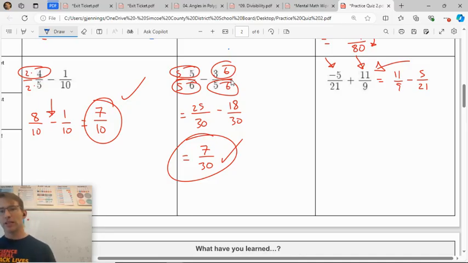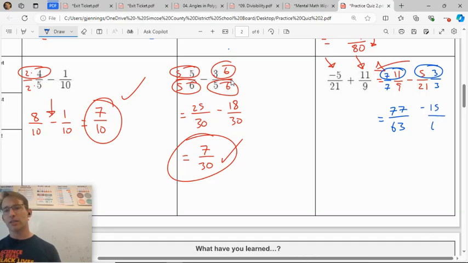And now I'm going to upgrade this one by 7. I see that 63 is the best common denominator I can get. 21 times 3 is 63. 7 times 9 is 63. 63 exists in both of their times tables, and it happens to be the smallest number that exists in both the 9 and the 21 times tables. So I scale up to that. I have up here 7 times 11 is 77 over 63. And then 5 times 3 is 15 on 63. 77 minus 15 is 62 on 63.